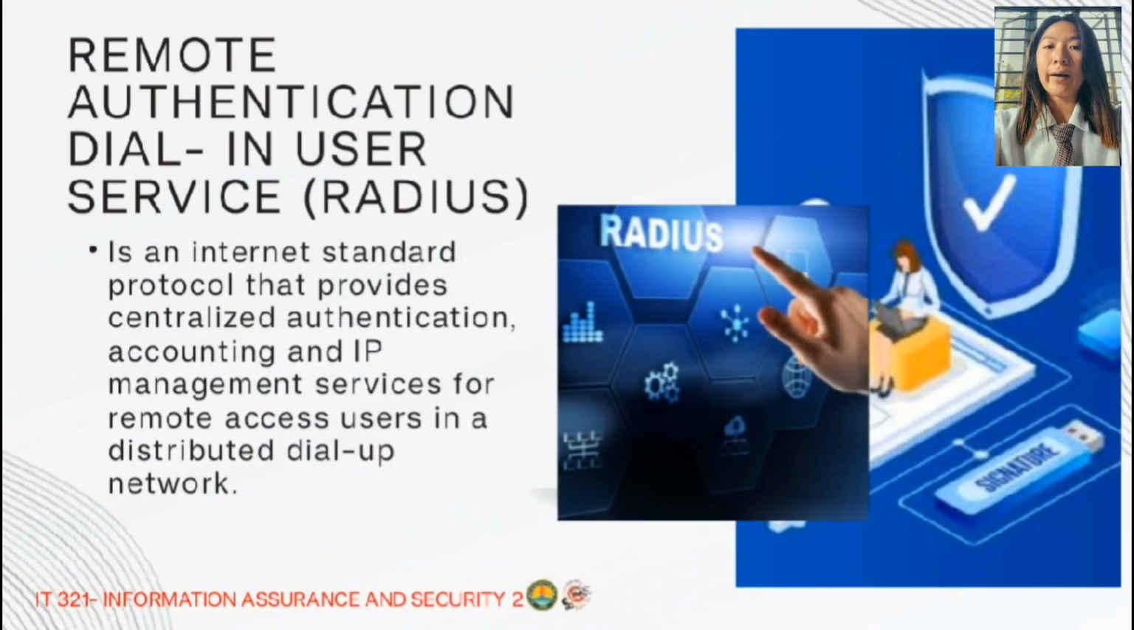Remote Authentication Dial-In User Service, or RADIUS, is an internet standard protocol that provides centralized authentication, accounting and IP management services for remote access users in a distributed dial-up network. For example, the RADIUS client forwards the remote user's user ID and password to the RADIUS authentication server. If the credentials are correct, the server authenticates the user and the RADIUS client enables the remote user to connect to the network.